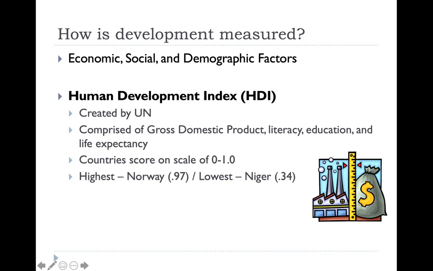The Human Development Index is created by the UN, or the United Nations, and it's comprised of lots of different statistics in which a country is graded. Okay, so it talks about their gross domestic product, what their literacy rate is, their education rate, and life expectancy. Depending on the rates of each of these things, countries are scored on a scale of 0 to 1. Currently, the highest scoring country, or the most developed country, is Norway with a score of 0.97, and the lowest developed country is Niger with a score of 0.34.